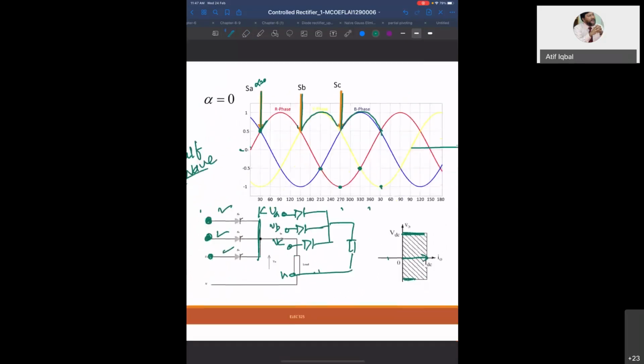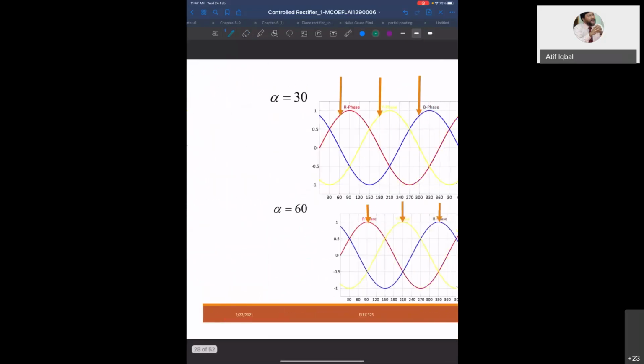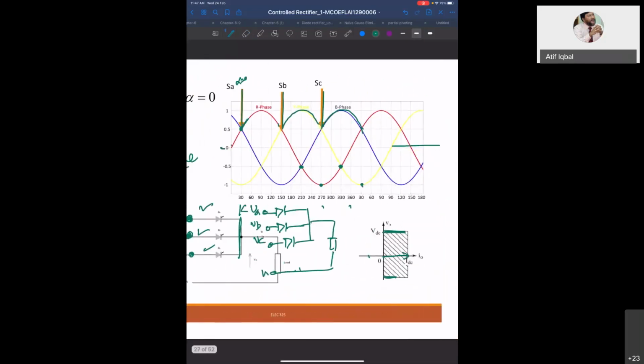So now, how do we draw the waveform? For alpha equal to 0, what will be my output? This will be my output. You see, this is my output for alpha equal to 0. This is the same as diode based. This is my output voltage.